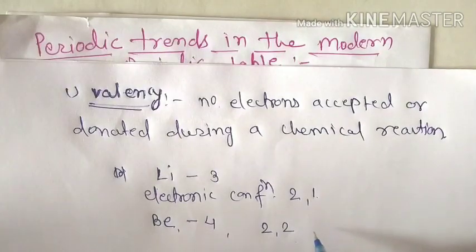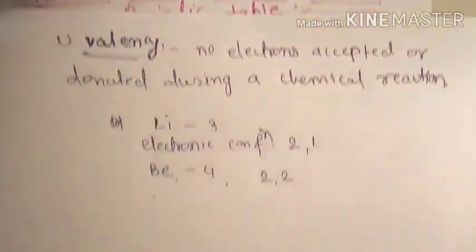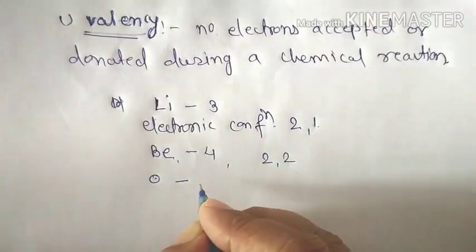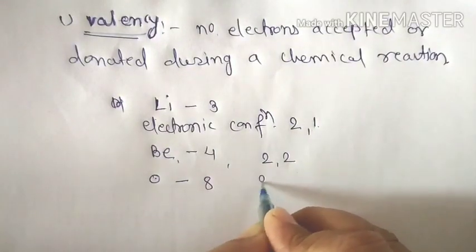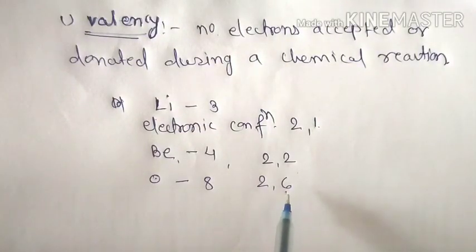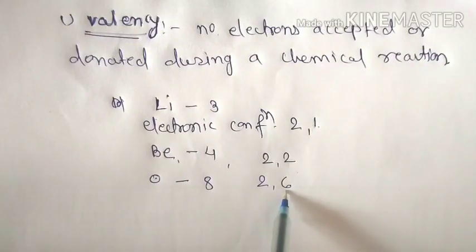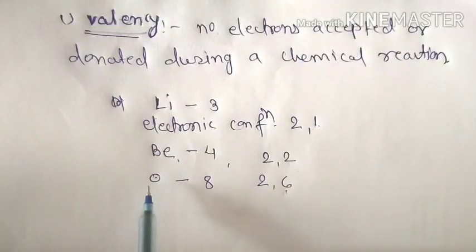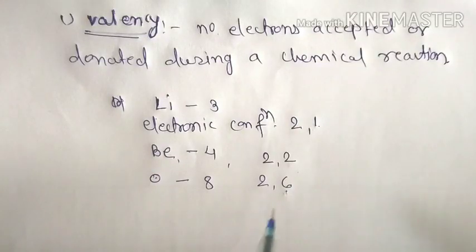Likewise, suppose we take oxygen. The atomic number of oxygen is 8. Electronic configuration is 2, 6. Means to fulfill the outermost orbit, oxygen requires 2 electrons. So it is easier for oxygen to accept 2 electrons than to donate 6 electrons. So it accepts 2 electrons and fulfills its octet. Hence the valency of oxygen is also 2. This is the relation between the electronic configuration of an element and its valency.